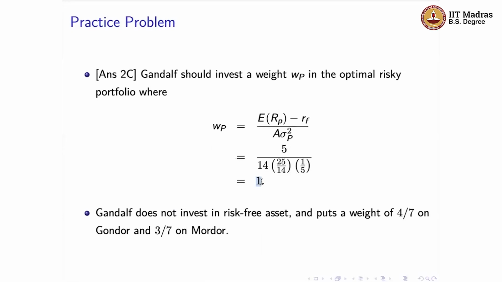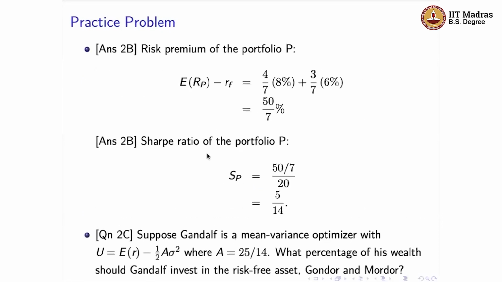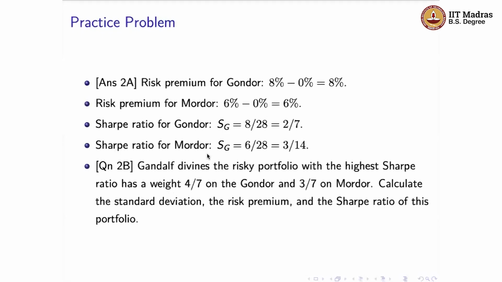What this says is that Gandalf is not going to keep any of his wealth in the safe asset, but is going to put it all on the optimal risky portfolio. And therefore, we also know now the division, because we know that the optimal risky portfolio has a weight of 4 by 7 on Gondor and 3 by 7 on Mordor.